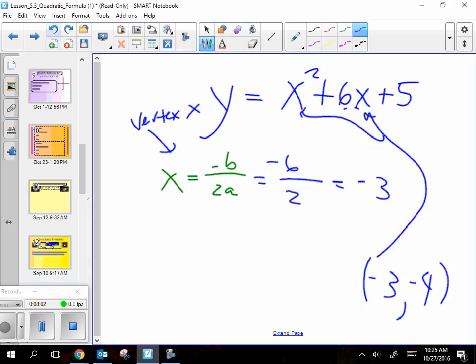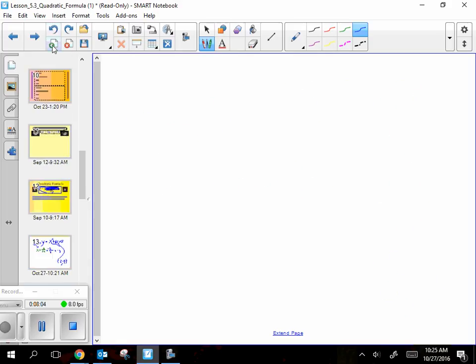All right, so now let's start from scratch. Here's a new equation. It's not quite as pretty, but would you please figure out the vertex of this by using what I just taught you?